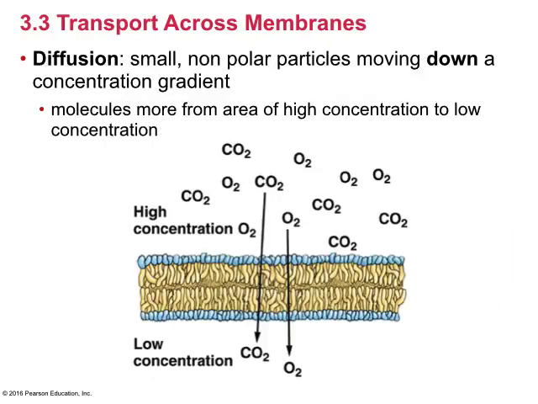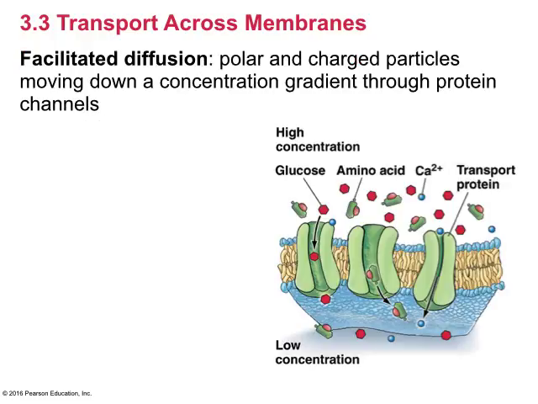So we're going to look at these three forms of passive transport. Remember, this does not require additional energy other than a concentration gradient. Small nonpolar molecules move down their concentration gradient through the plasma membrane. Nonpolar molecules can just pass through that nonpolar core, that hydrophobic core, just fine. Facilitated diffusion is the diffusion of polar and charged particles.